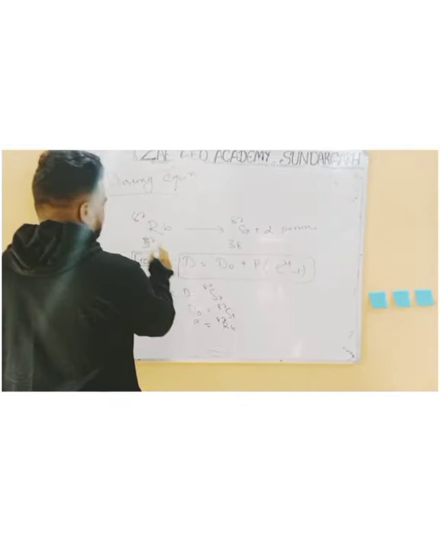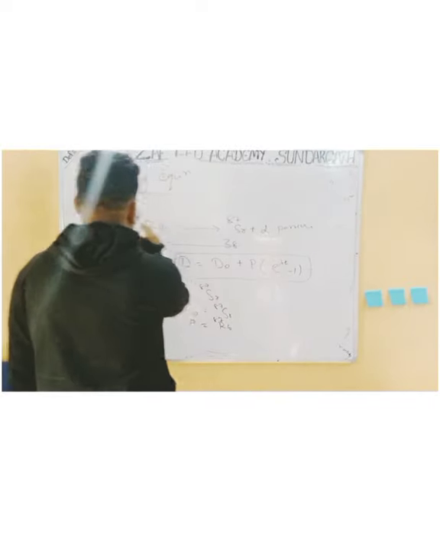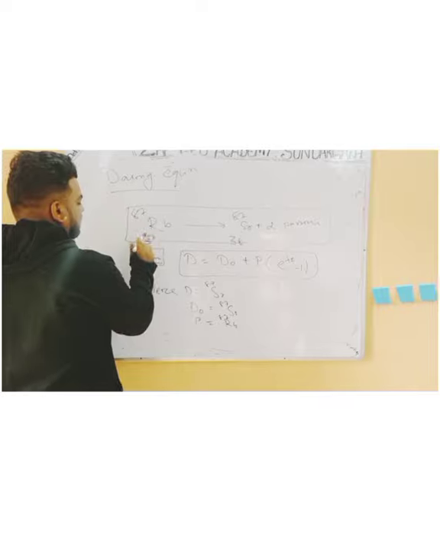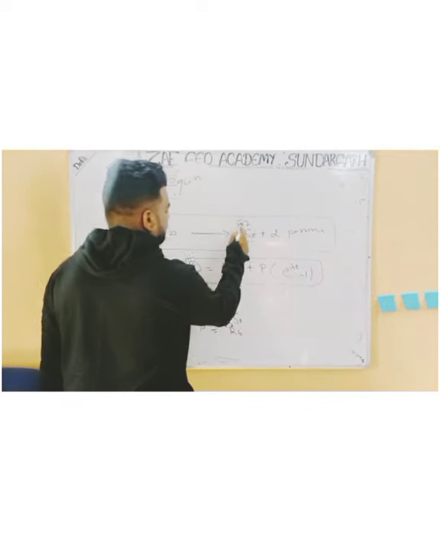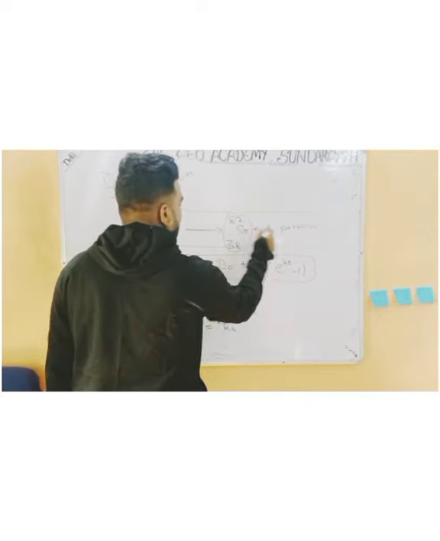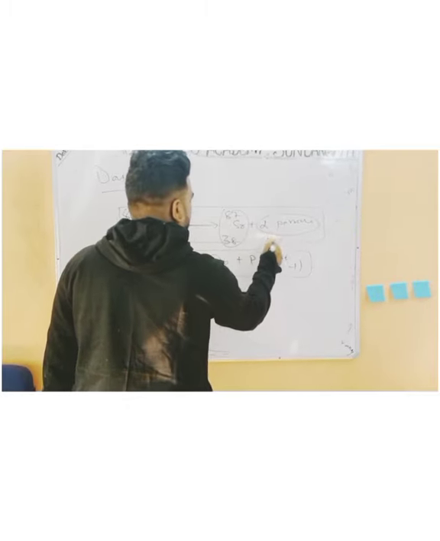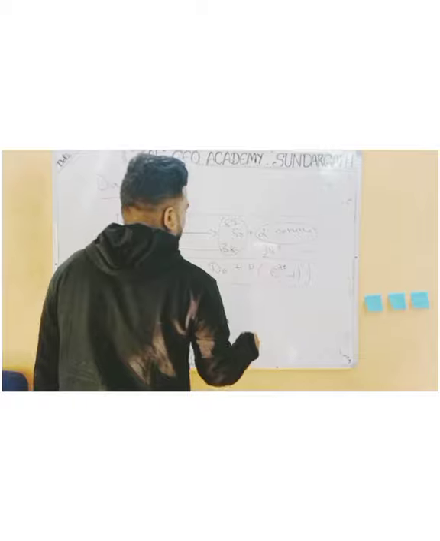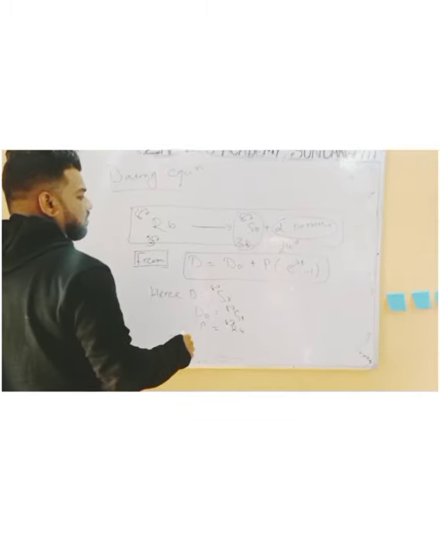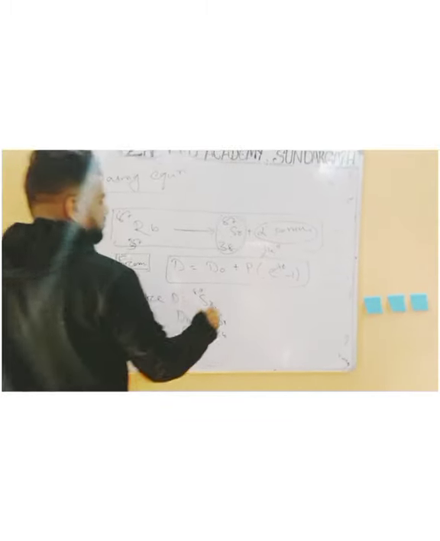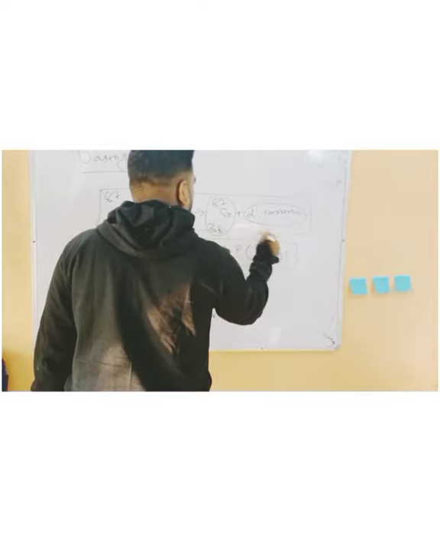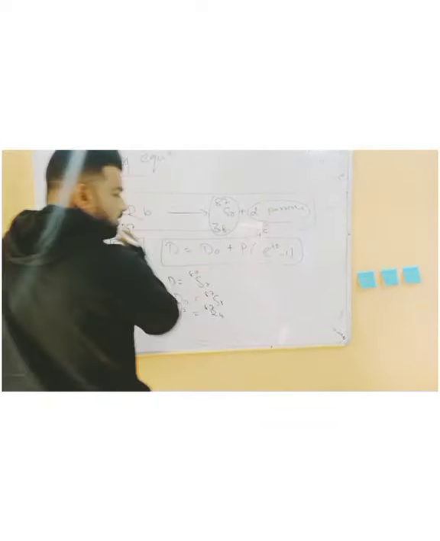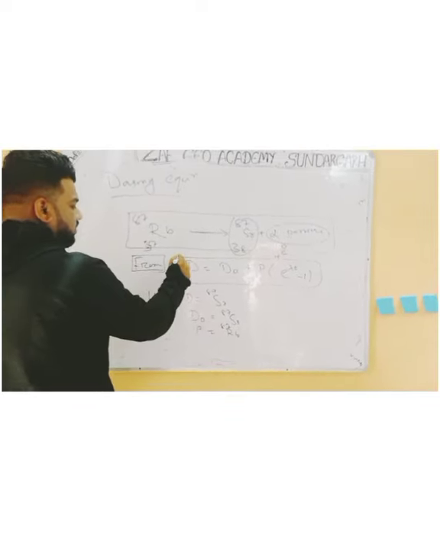This is the dating equation. Rubidium-87 is converted to strontium-87 plus a beta particle. What is this particle? No, sorry, this is an electron, with charge -1 and mass 0. So this is the dating equation.